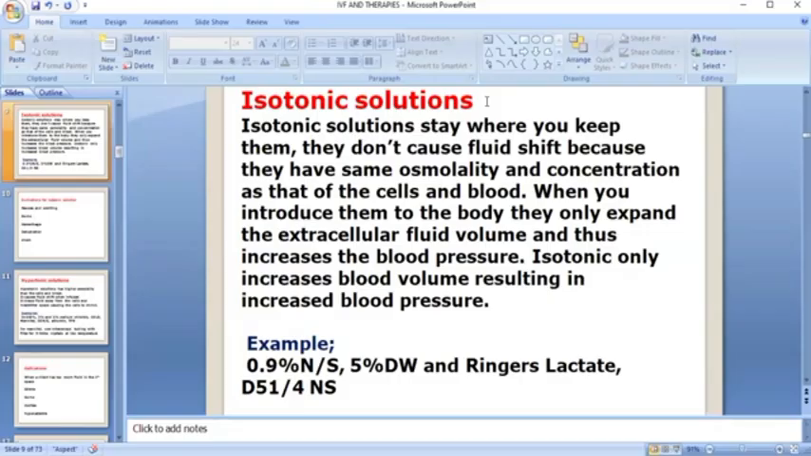All right, then we have D5 water in 1/4 normal saline. These are examples of isotonic solutions. Remember, they have the same concentration. The solutes have the same concentration as the body fluid. As a result of that, they will remain in the vein, in the blood vessel. It's not only the vein, in the arteries, the blood vessels, they don't shift.